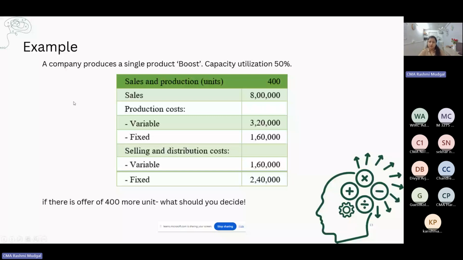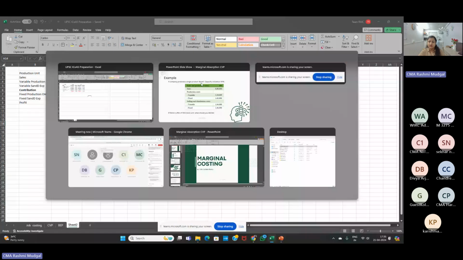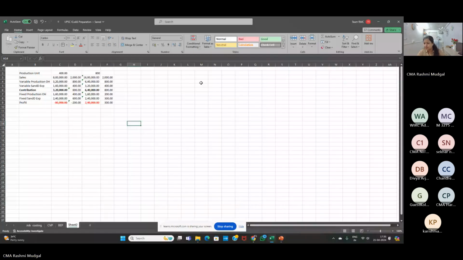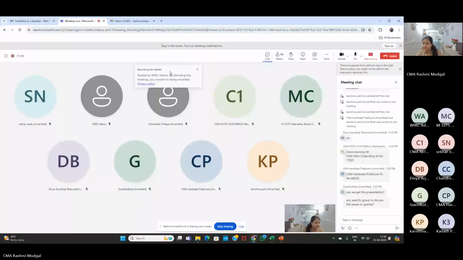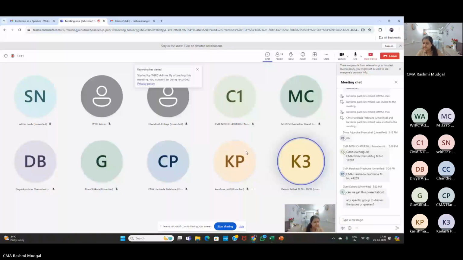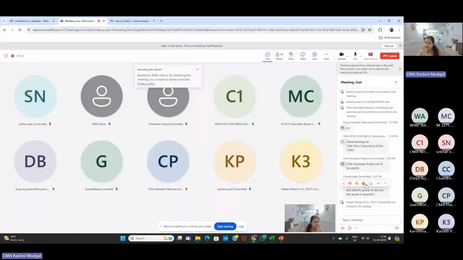Okay, so this was the actual computation where I am looking at decision making by the marginal cost. So are there any questions? Yes, you will get the presentation. Are there any questions?